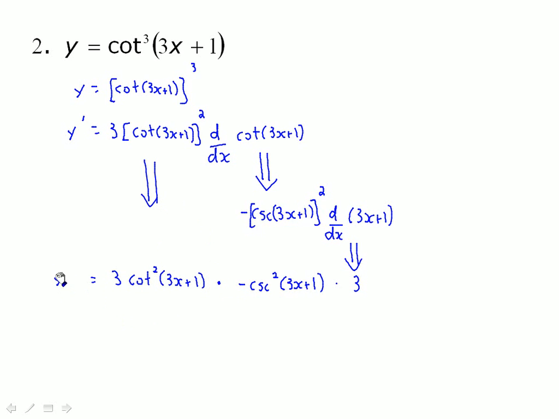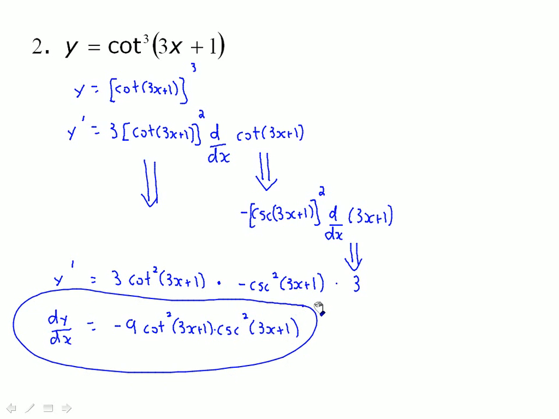Now obviously we can do a little bit of simplification of this, dy dx. We have a 3 times a 3, and actually a negative, so that's negative 9. And then the order doesn't matter, but it's going to be cotangent squared 3x plus 1, so got the exponent back where it was, multiplied by, so I put a dot for multiplication, but that is optional, multiplied by 3x plus 1. And there we have it. It's not difficult, but you must be careful with it.